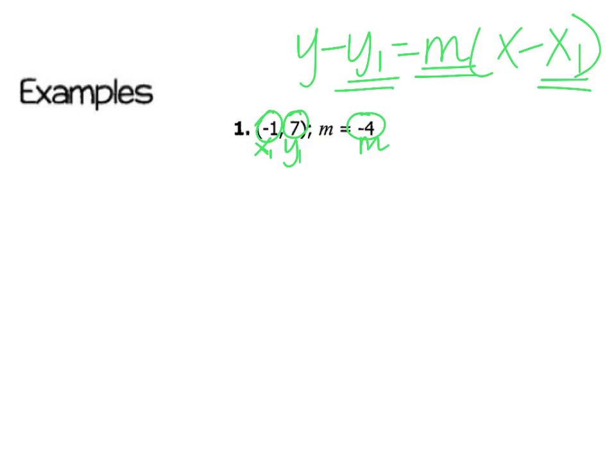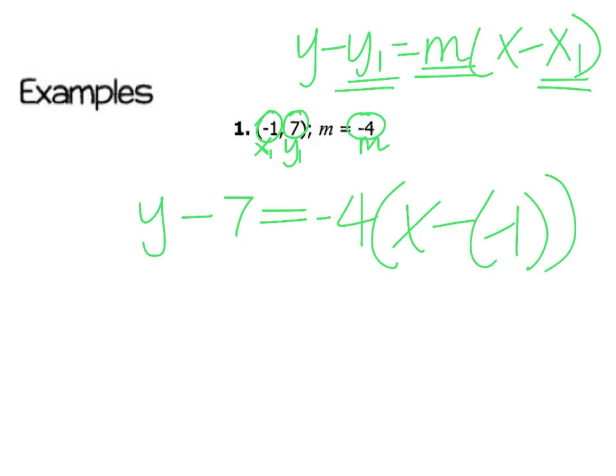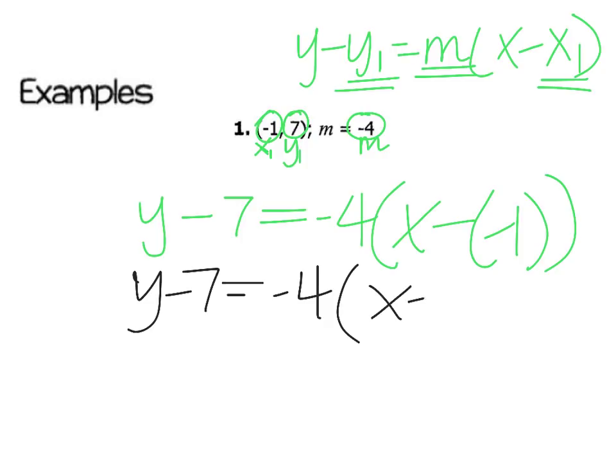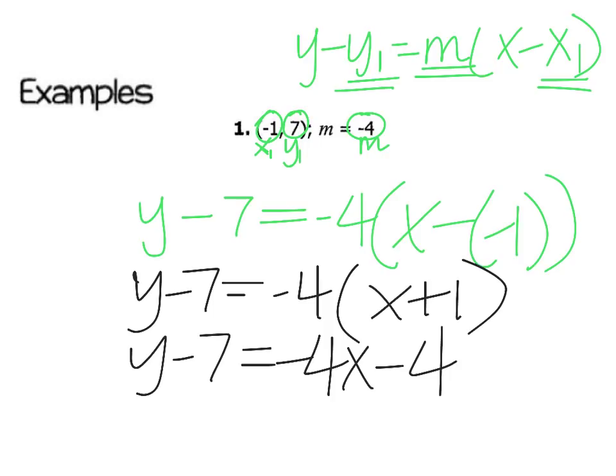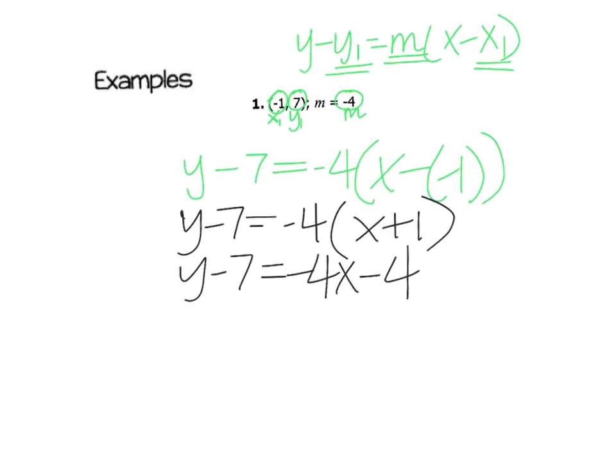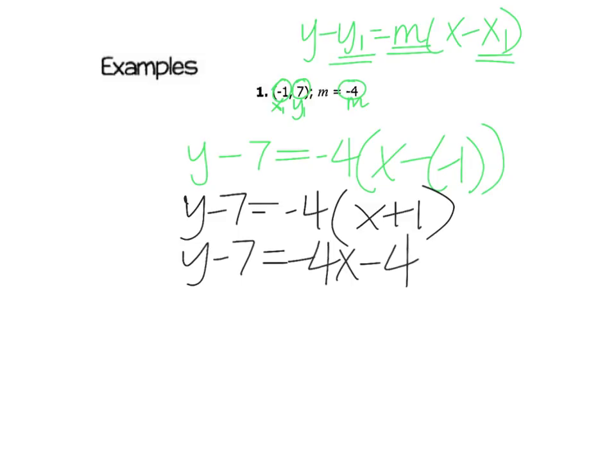So our equation should look like y minus 7 equals -4, which is our m, times x minus x1, which was -1. Now we want to simplify where we can. So y minus 7 equals -4 times x minus a -1, which is the same thing as x plus 1. Then we want to distribute. So we've got y minus 7 equals -4x minus 4. Then we want to get y by itself.